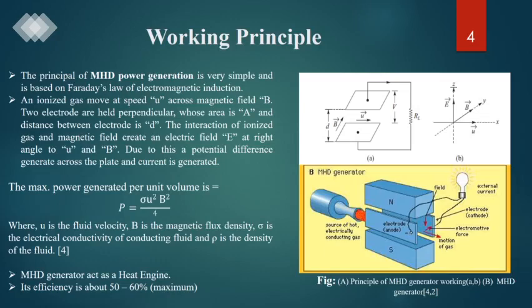The maximum power generated per unit volume is sigma u squared B squared by 4, where sigma is the electrical conductivity of the gas, u is the velocity of the gas, and B is the magnetic flux.